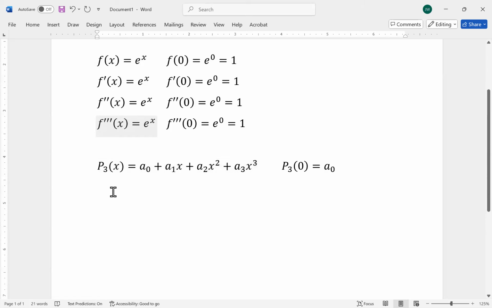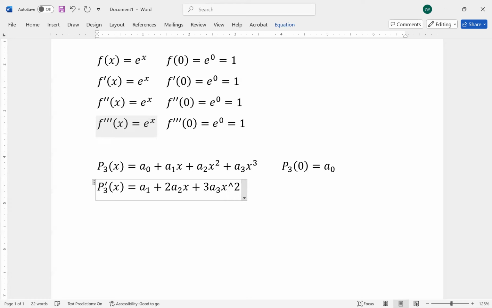Now take the first derivative of that polynomial function. The first derivative with respect to x, obviously, is equal to, well, a sub 0 is constant. The derivative of a sub 1 times x is just going to be a sub 1. The derivative of a sub 2 x squared is going to be 2 times a sub 2 times x to the first. And the derivative of a sub 3 x to the third becomes 3a sub 3 x squared.